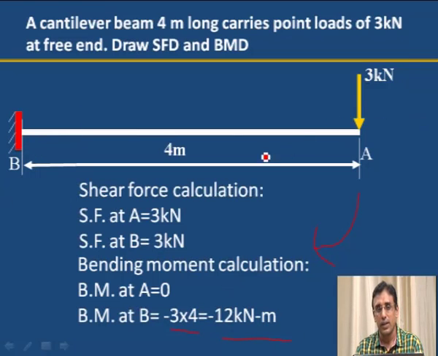What we can observe, here two salient points are there, A and B. If any further loads were there, we should have calculated the bending moment at that point also. Here only 2 points are there, A point bending moment is 0, B point bending moment is 3 into 4, 12 kilonewton meter. Now we have the values of shear force as well as bending moment, to draw the shear force and bending moment diagram.